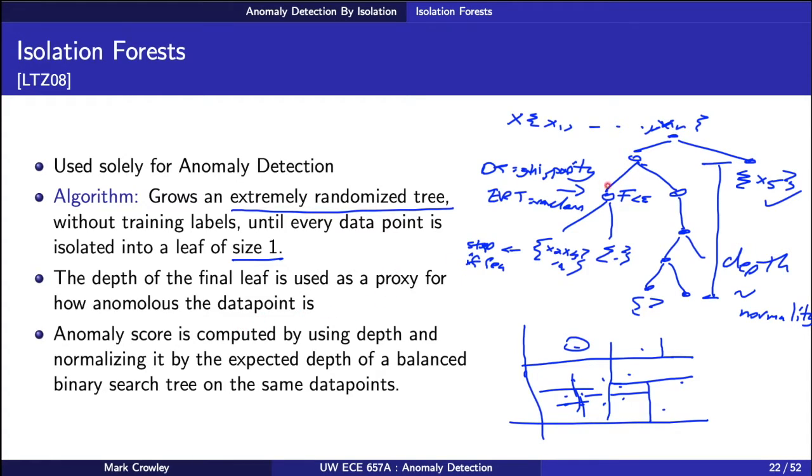Basically using decision trees, but in a very simple way. We don't even care what's in the leaves here or how many points are in them or anything. We just want to grow these trees fast and basically get these depth scores. So we're using the depth of the final leaf as a proxy, but then we compute an anomaly score that helps us evaluate how much of an anomaly or how normal this point is. And they use this idea of a balanced binary tree, because what's the expected depth of this tree?